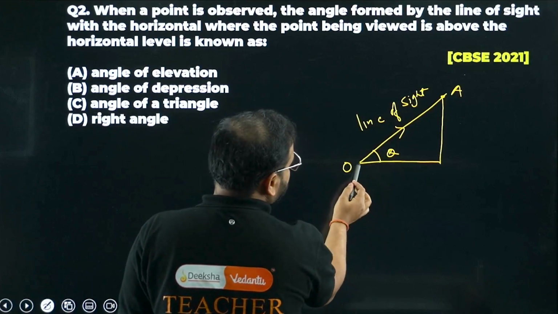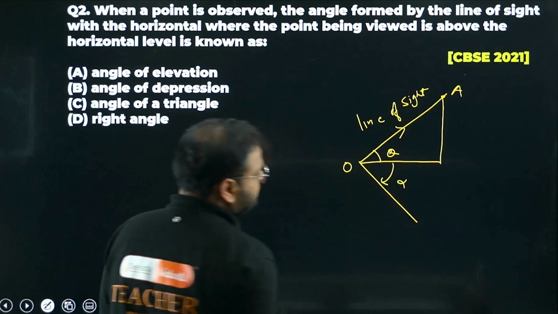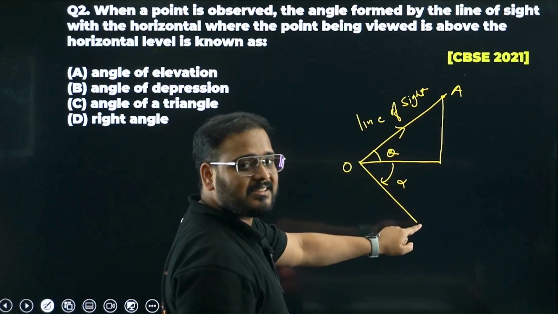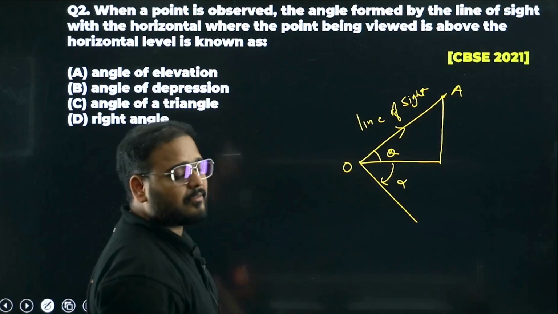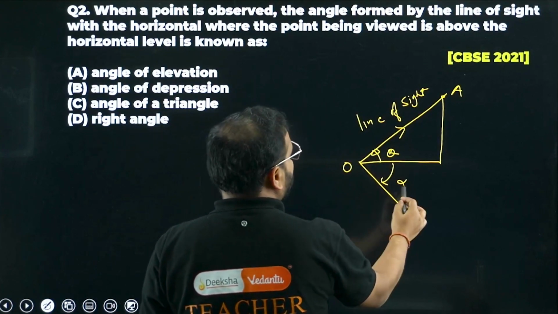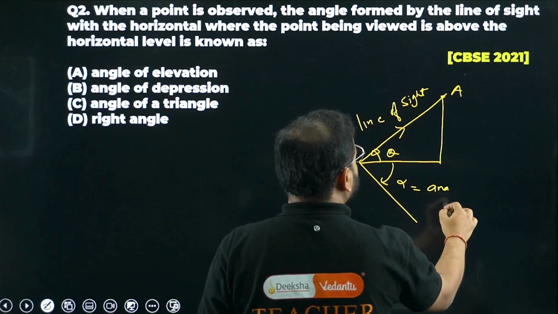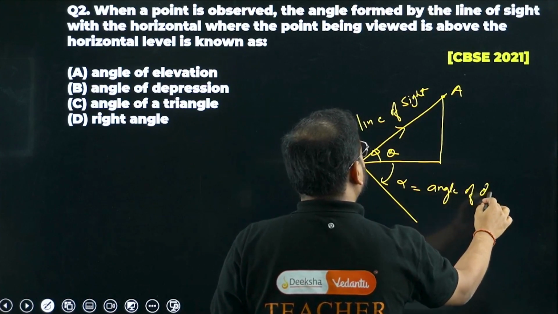If it is below, it will be like this, let's say alpha. Below the horizontal level, so like this. Above means like that, what I've taken. So what will this be called? Angle of depression, right? You know this? Angle of depression.